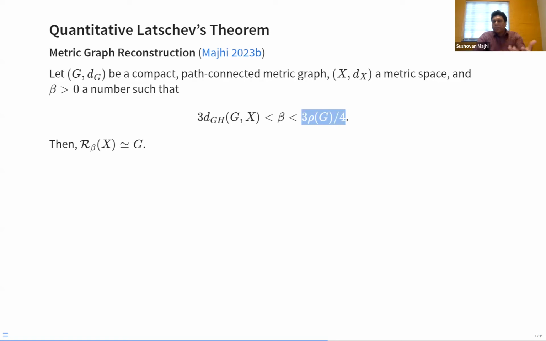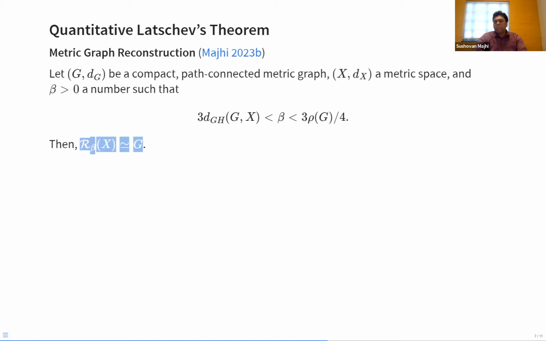But as long as you are within this bound and you have a strong Gromov-Hausdorff condition on the left, then for such a beta, such a scale, the Vietoris complex on the sample gives you the right homotopy type of the graph. Again, metric graphs are very special cases of length spaces where you can talk about convexity radius. Manifolds would be a different story because graphs are not manifolds. They have branchings, they have corners, and so on. But for manifolds, one can wonder what would happen to such a reconstruction scheme.